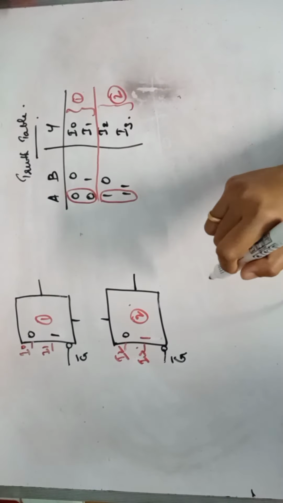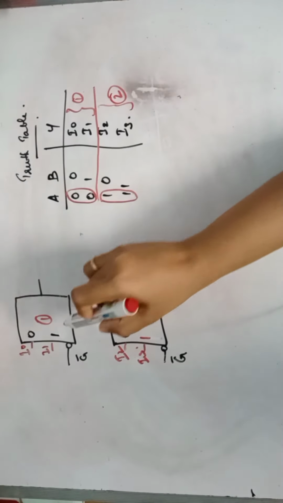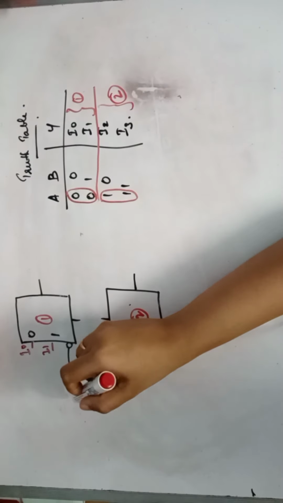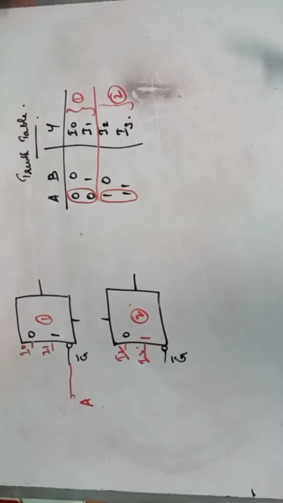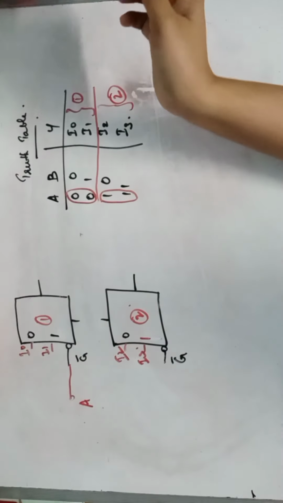So how do you select an IC? By giving a 0 to the strobe signal. So when is the first IC selected? When A is equal to 0. So when A is equal to 0, G bar should be equal to 0 so that the first IC is selected. So I will give that A here. So when I give A equal to 0, you will get a 0 here and this is selected.